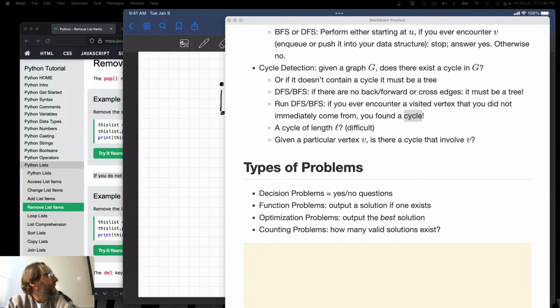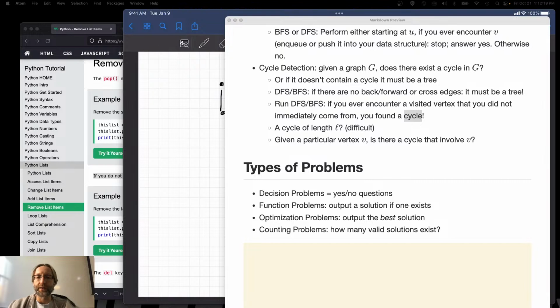And can you translate the answer from one of these problems to another problem? In other words, can you take a solution for one of them and use that as a solution, adapt it, tweak it a little bit, and use it as a solution for the other version of the problem? If you can, that's called a reduction, right? And that gets into complexity theory.